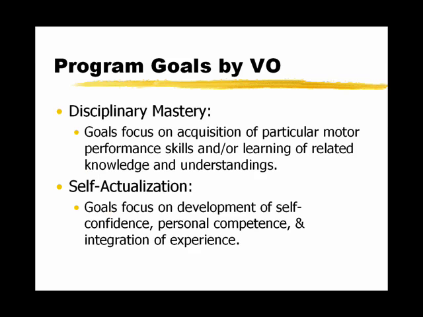And your program goals can also be written towards your particular values orientation. As we know, the disciplinary mastery goals will focus on acquisition of particular motor performance skills and or learning of related knowledge and understandings. Whereas the self-actualization program goals will focus on development of self-confidence, personal competence, and integration of experience, because that's what a person of that particular value orientation thinks is important for the curriculum.